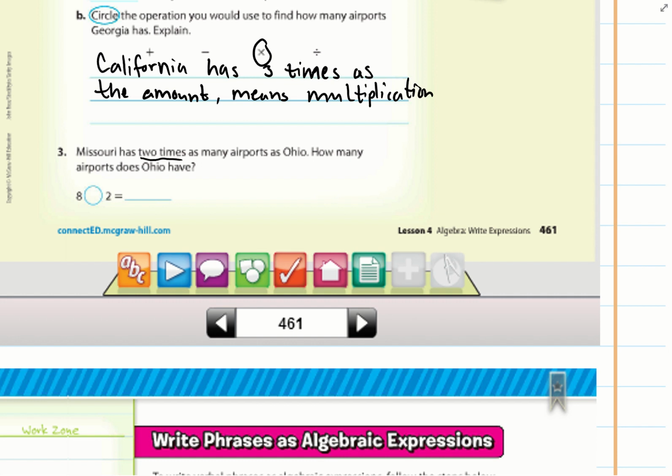If it was asking for Missouri, then I'm going to use multiplication. But since it's asking for Ohio here, and it first stated Missouri, that means I'm going to be working backwards. So if Missouri has 2 times as many airports as Ohio, that means Ohio has 2 times less than Missouri. So if it's 2 times less, I'm going to divide. So Ohio has 4 airports.